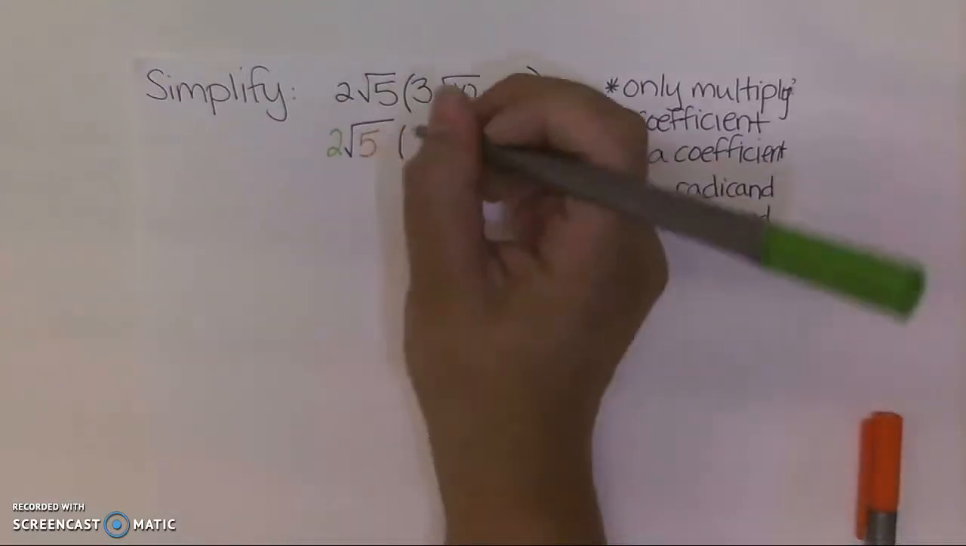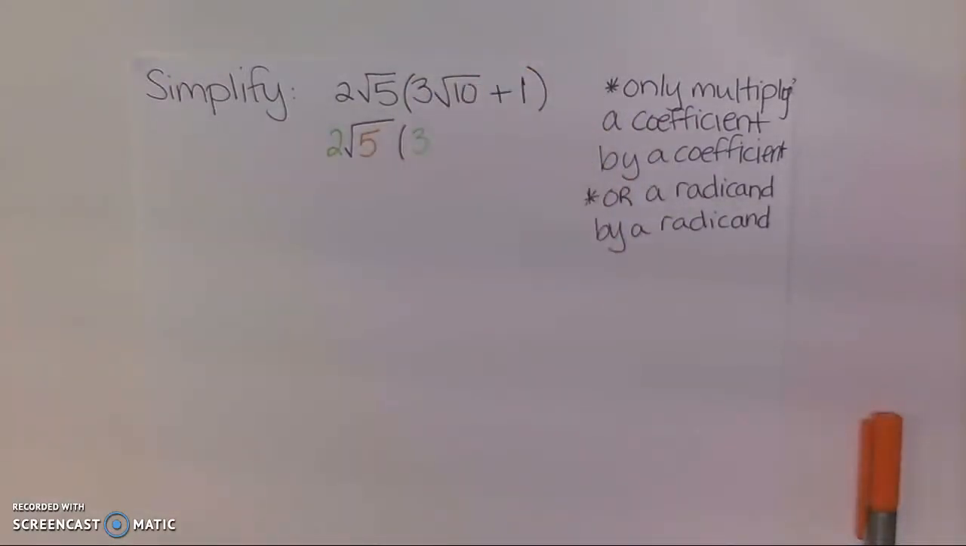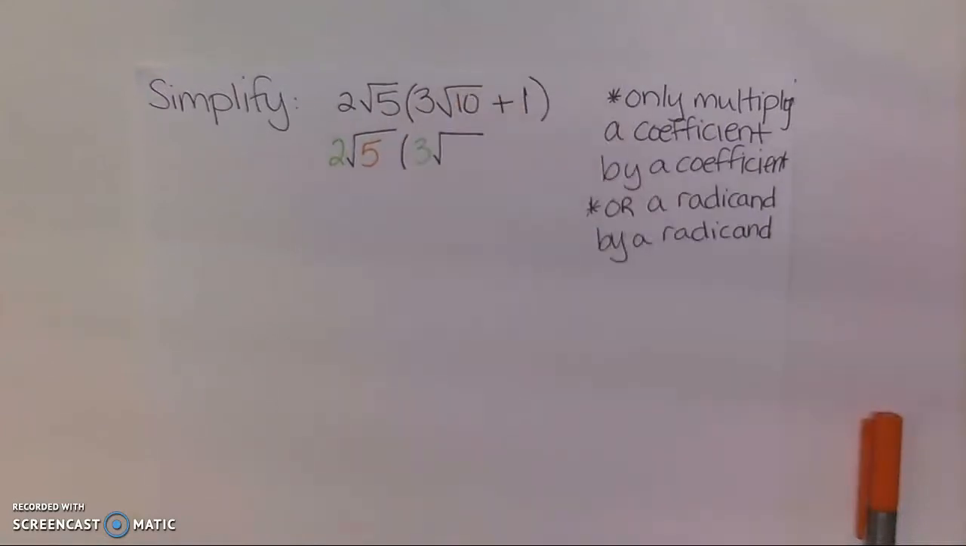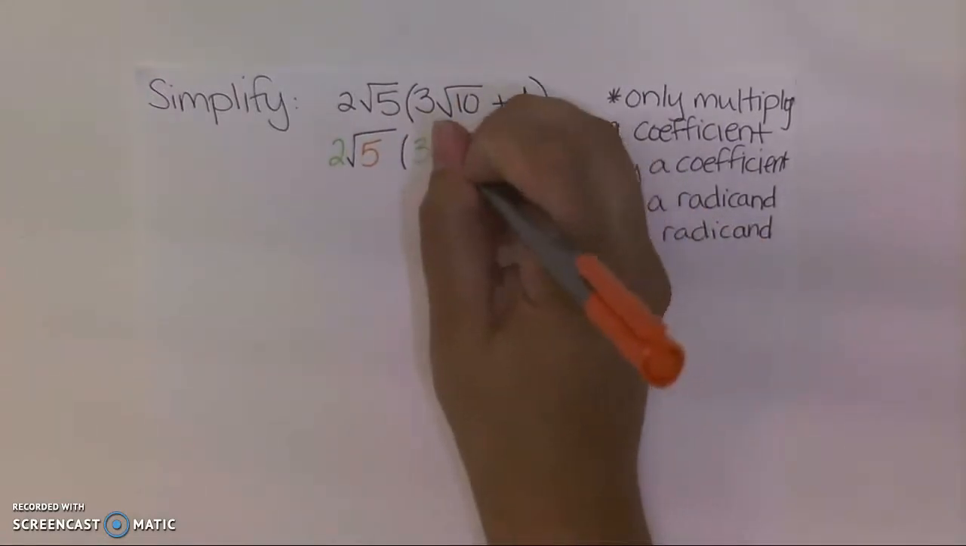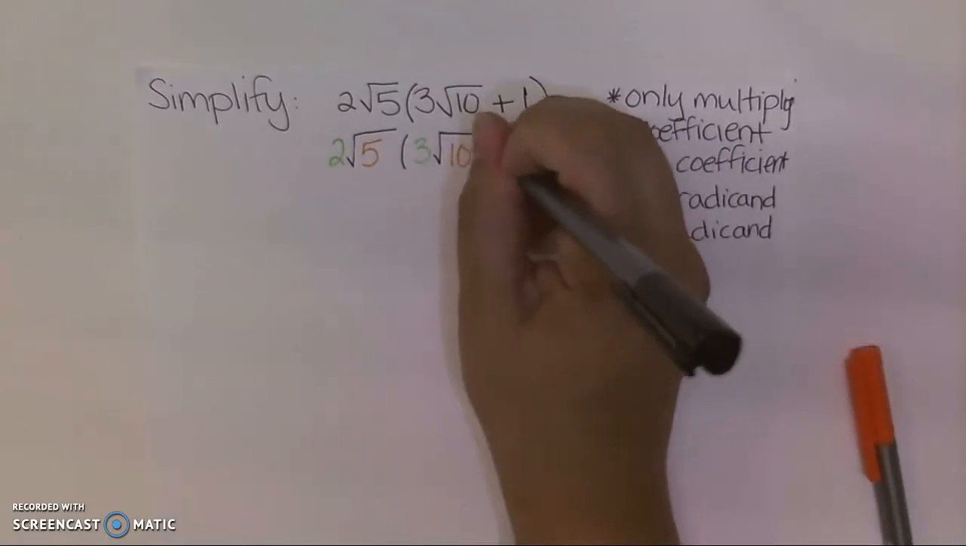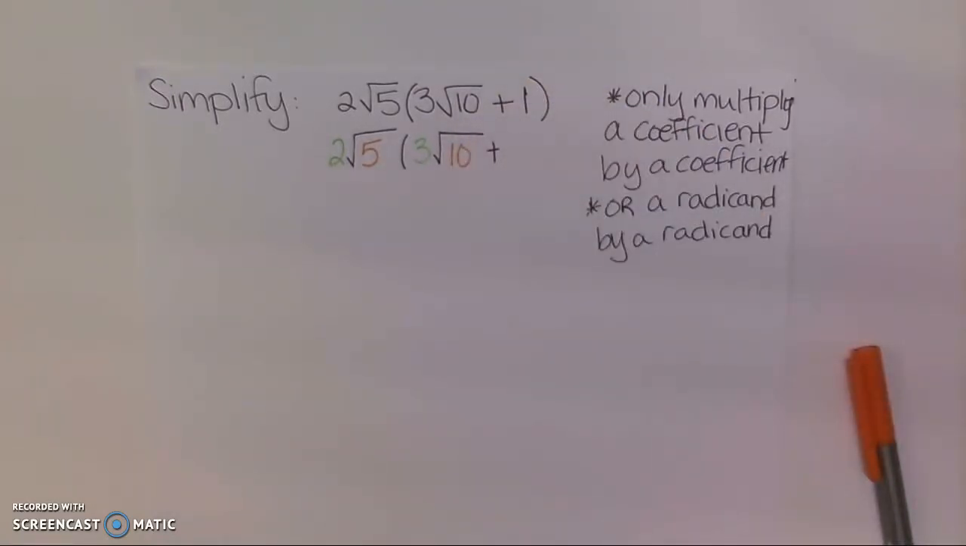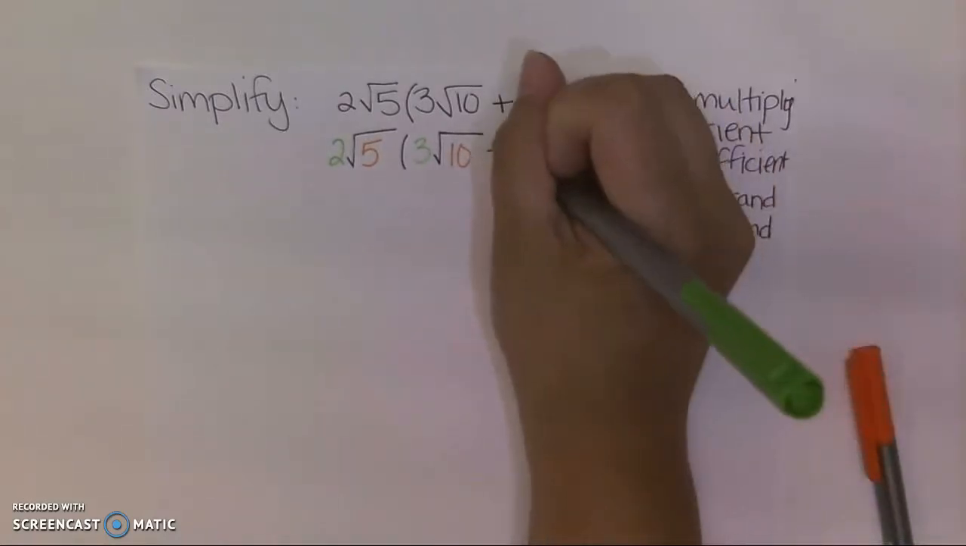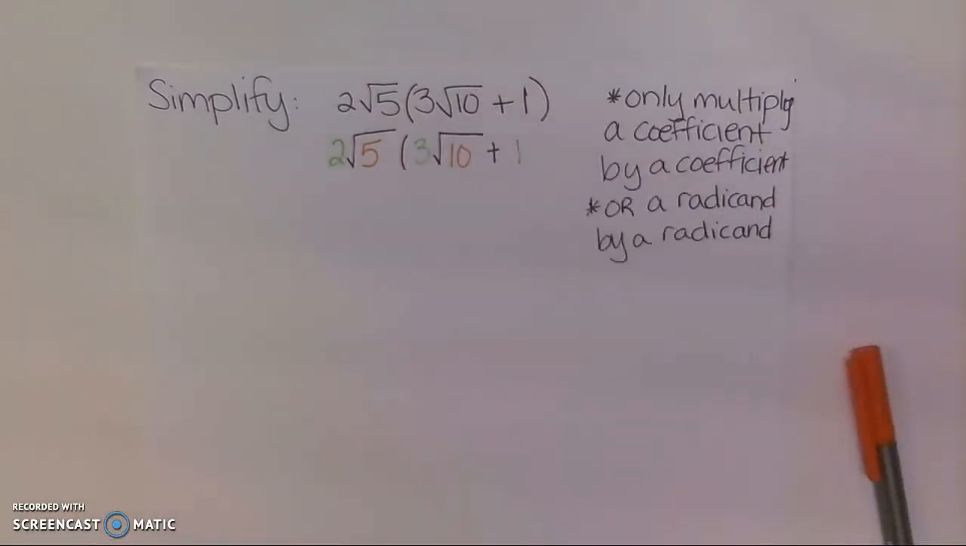So 3 is a coefficient. The radicand in this case is 10. The tricky part comes with this last one, and that's 1. What is 1? Is 1 a radicand or a coefficient? I don't have a radical sign at all, so that means that 1 technically has to be considered a coefficient.